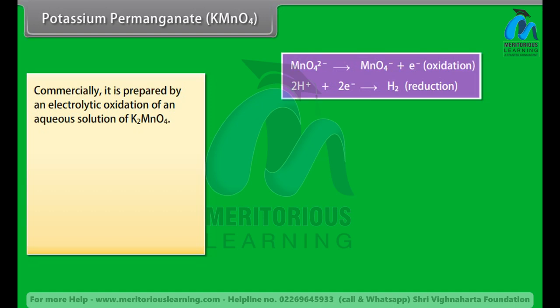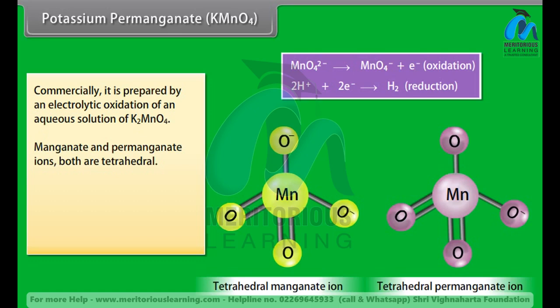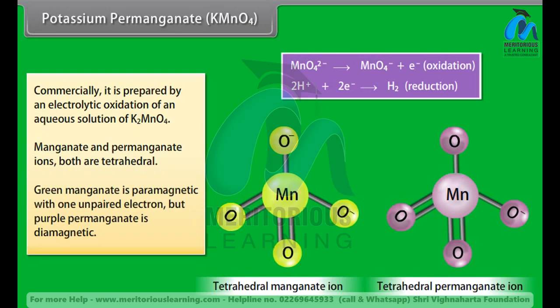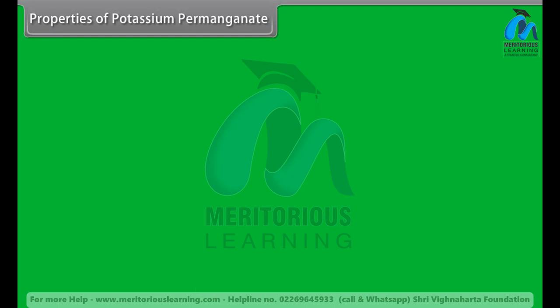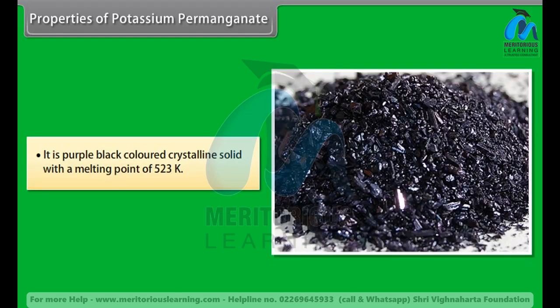Commercially, it is prepared by electrolytic oxidation of an aqueous solution of K2MnO4. Manganate and permanganate ions are both tetrahedral. Green manganate is paramagnetic with one unpaired electron, but purple permanganate is diamagnetic. Properties of potassium permanganate. Potassium permanganate is a purple-black colored crystalline solid with a melting point of 523 Kelvin.